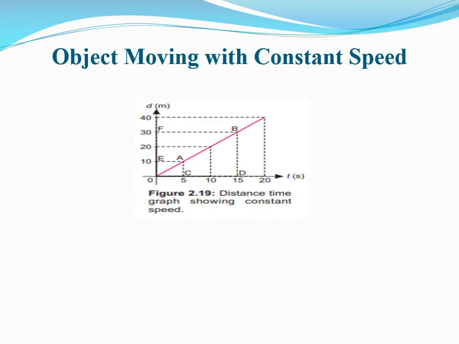The second situation is when object is moving with constant speed. Here the speed of an object is said to be constant if it covers equal distances in equal intervals of time. The distance time graph as shown in figure 2.19 is a straight line. Its slope gives the speed of the object. Consider 2 points A and B on the graph, here and here.